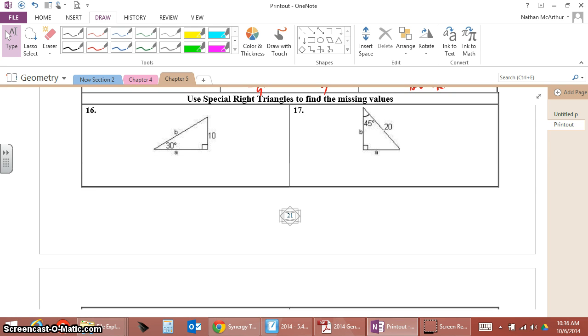So special right triangle trig. Oh, I like this part. Okay, so across from the 30, based on our cheat sheet, is x. So x equals 10.